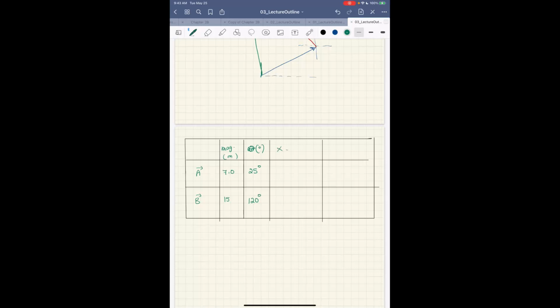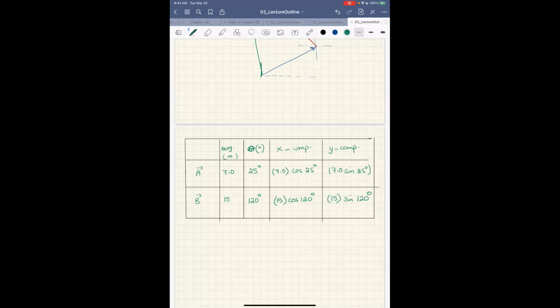This is the X component and this is the Y component. This is going to be 7 cosine 25, and that is going to be 7 sine 25. This is going to be 15 times cosine 120, and this is going to be 15 sine 120.